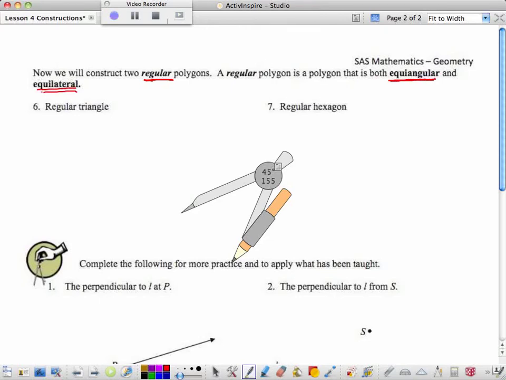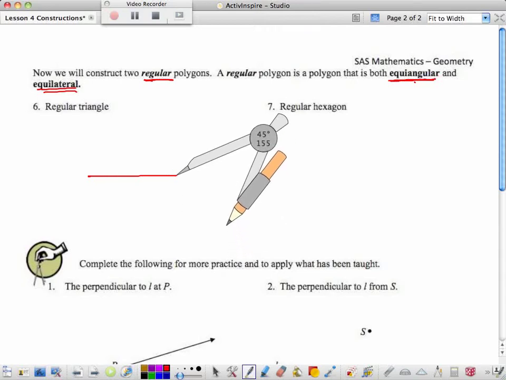So what does equiangular mean? It means all angles are equal, and what does equilateral mean? It means all sides are equal. So if we're going to make a regular triangle, we're basically making an equilateral triangle, or we're making an equiangular triangle. Okay, if I don't give you anything to do that, you can just start with any sized segment that you want. I wouldn't make it too big because you don't want your regular triangle to be that big. So start with any size segment.